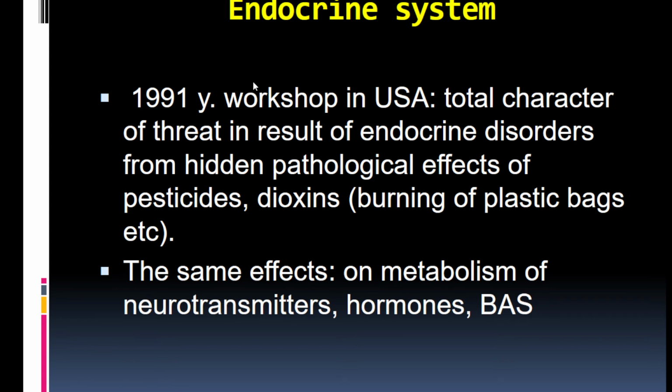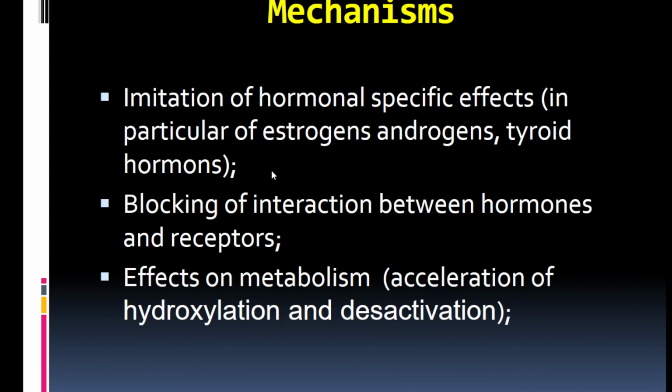Influence on the endocrine system. You can see that in this year, the total character of threat as a result of endocrine diseases comes from the hidden pathological effect of pesticides and dioxin, from burning of plastic bags. And the same effect is on metabolism of neurotransmitters, hormones, and biologically active substances. You can see here mechanisms of action. It's imitation of hormonal specific effects, in particular of estrogens, androgens, steroid hormones. It's blocking of interaction between hormones and receptors, and its effects on metabolism.